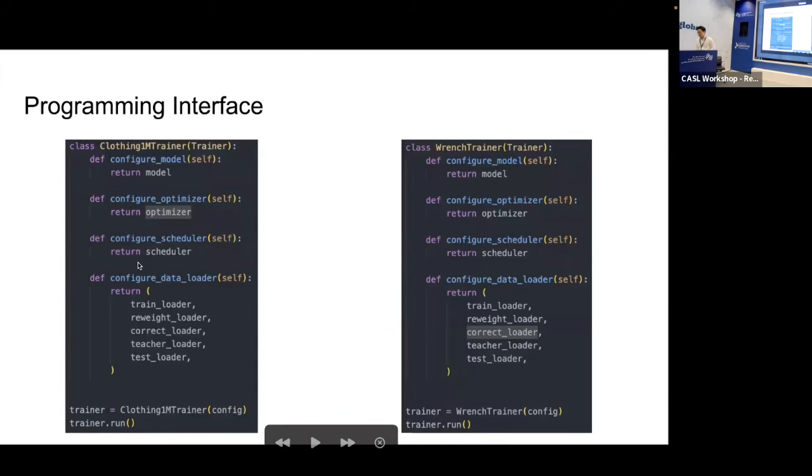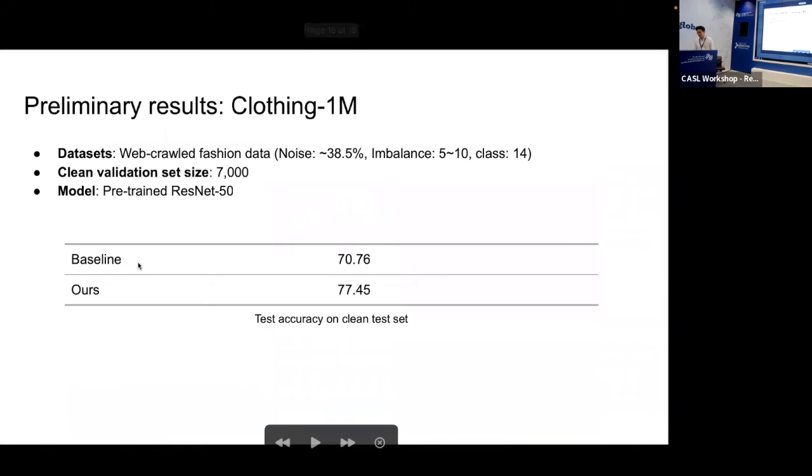So thanks to our library Betty, we were able to make the programming interface really simple for the users. Basically, what users need to do is provide the model, optimizer, optional learning rate scheduler, and data loader. And then they just train and run. It will automatically do the data cleaning by doing label correction and data re-rating. And this is the performance we get.